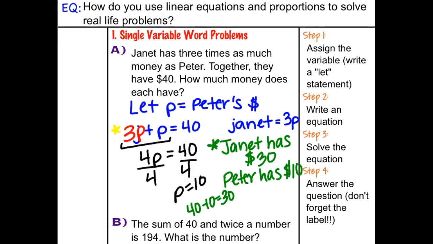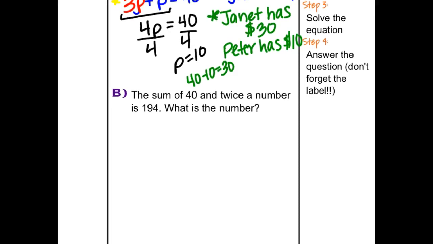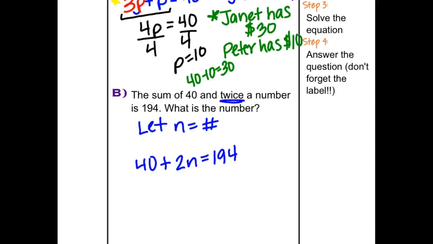So let's move on to example B. Example B says the sum of 40 and twice a number is 194. So what is the number? Well, I know the sum is the answer to an addition problem, so we can say 40 plus, it says twice a number. So I'm going to use n for number. We're going to have 40 plus 2n equals 194. Now why is it 2n? Because it says twice a number. So it means that we need to know what basically 2 times that number is.